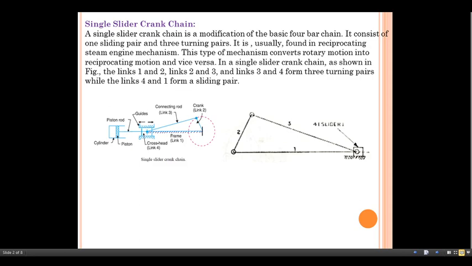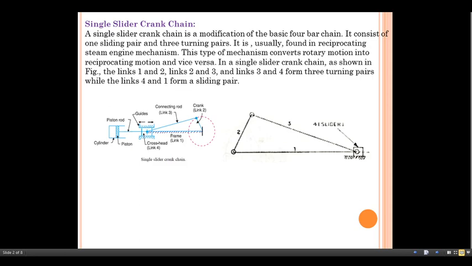Here link number 1 and link number 2, link number 1 is here and link number 2 is here, that will form a first turning pair. Link number 2 and link number 3 form a second turning pair. Link number 3 with link number 4 will form the next turning pair, and link number 4 with link number 1 will form a sliding pair.